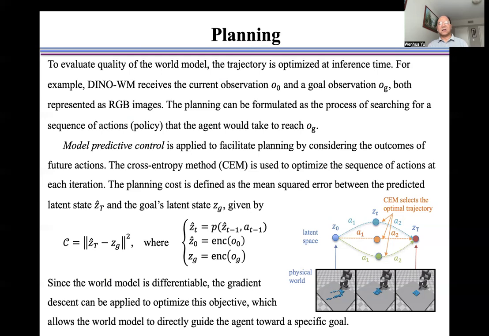The planning cost is defined as the mean squared error between the predicted latent state and the goal's latent state, given by here and explained in this figure. This is the image in the physical world. We predict the future images in the latent space. Since the world model is differentiable, gradient descent can be applied to optimize this objective, which allows the world model to directly guide the agent toward a specific goal.